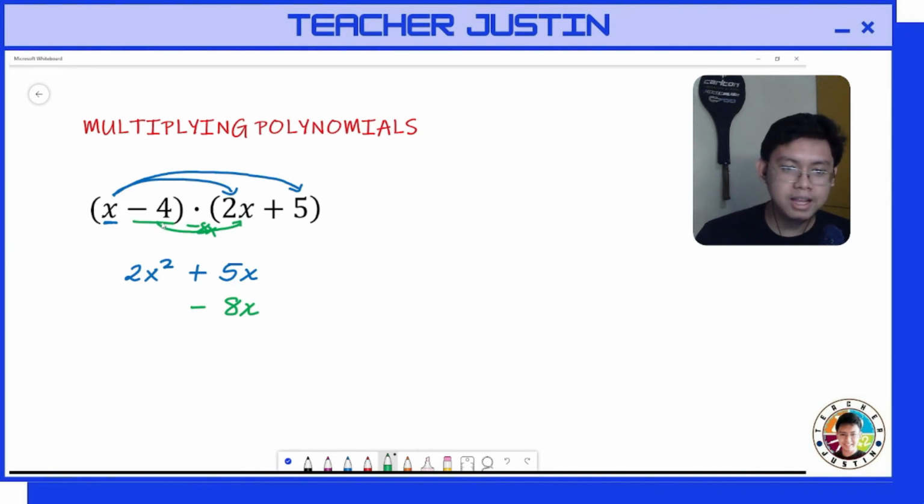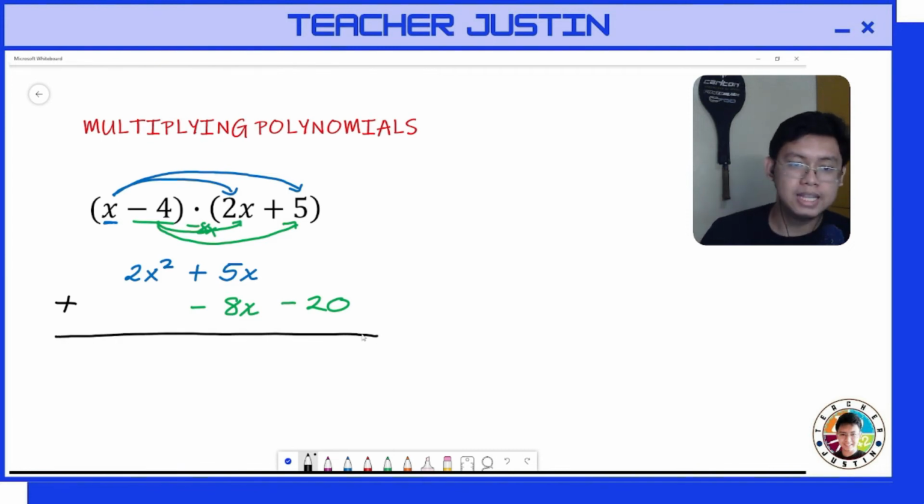Next, let's multiply negative 4 by positive 5. So negative 4 times positive 5, that will be negative 20. Now, after we perform the distributive property, we will now proceed to combining like terms. So we simplify our polynomial by combining like terms.